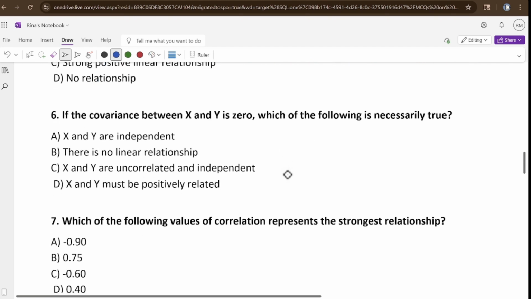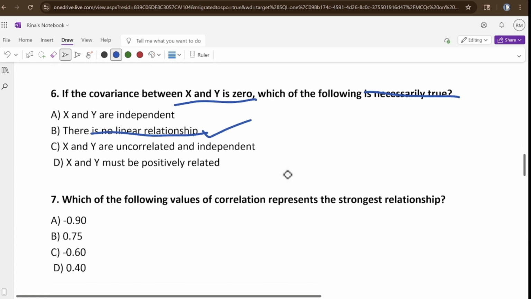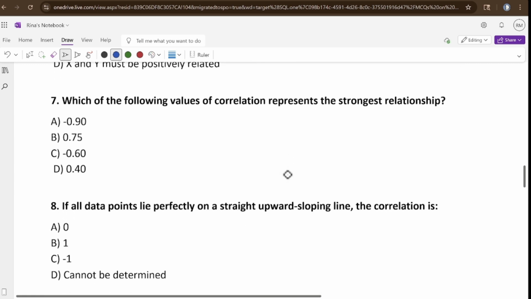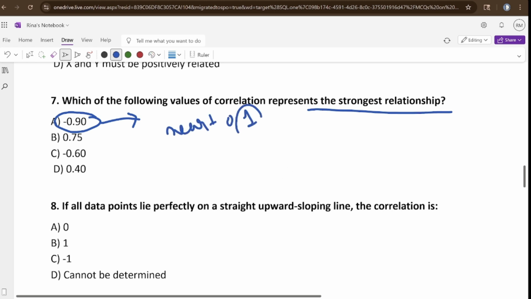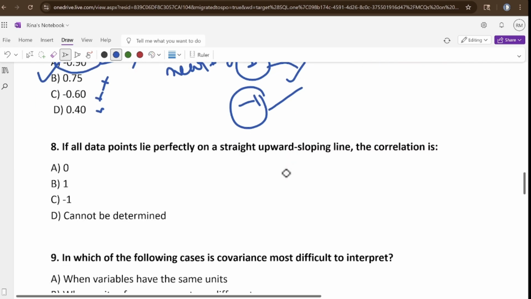If the covariance between x and y is 0, which of the following is true? 0 means no relationship. They are not related, they are neutral. Which of the following values represents the strongest? -0.90, yes, kind of strongest because it is near to 1. If it is near to 1, then it is positive. If it is near to -1, then it is negative. Among the others, 0.75, 0.60, 0.40, the strongest is this one. You have to compare with the others.